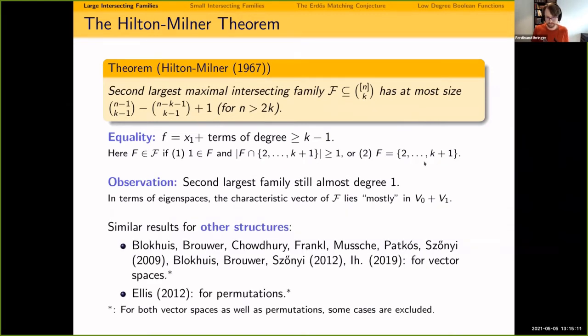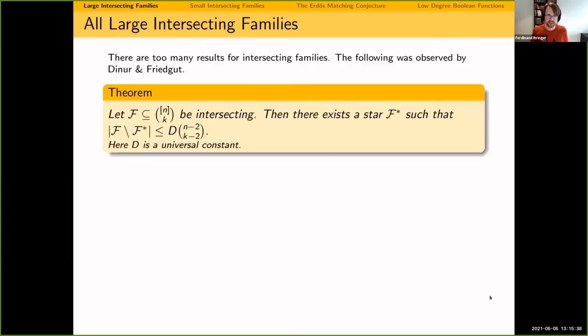Now, there are similar results for the second largest example in various other structures, not in a complete sense, but you have results for vector spaces. Excluding some cases, you have results for permutations. Now, okay, after the second largest example, there are many ways of going to smaller and smaller examples.